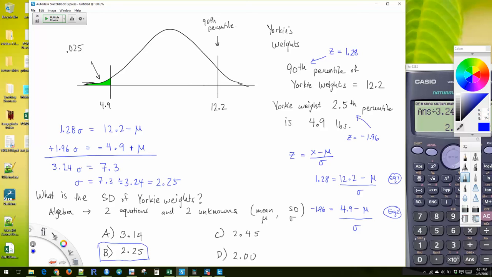Once we find the z that corresponds to these percentiles, we can put them into an equation. We'll have two equations with two unknowns, and we can solve for our two unknown values. So once I have sigma, it's a matter of just going back and solving for the mean, mu.